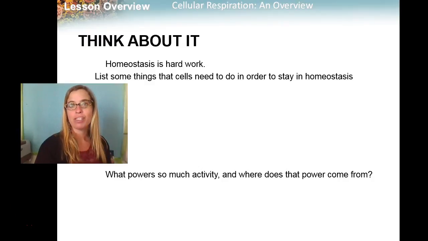Maintaining homeostasis for a cell is hard work. It's got to pump things in and out and move things around. And in order to do that, the cell needs to have energy. So we're going to talk about where a cell gets its energy and how different cells get energy in different ways. And in addition to that, we're going to talk about one of my favorite molecules.